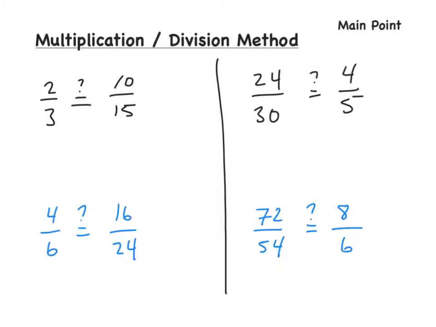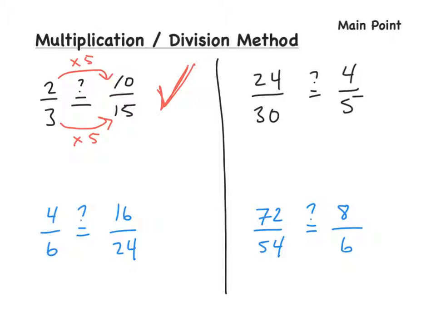So now I've shown you the butterfly method. Now I'm going to show you what I like to call the multiplication or division method. So now I have two fractions: 2/3 and 10/15. I want to see if these proportions are equal. So I'm going to look at just the numerators. How many times does 2 go into 10? You can multiply 2 times 5 to get 10. If you can multiply the numerator and the denominator by the same number and get the same proportion, then it is equal. So this is a proportion.